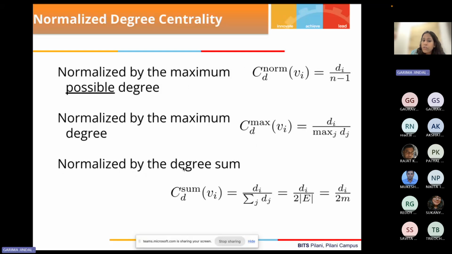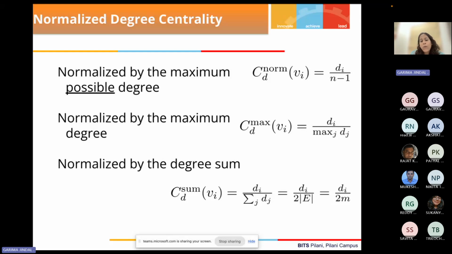There are other ways in which we can normalize the degree. Although this is the most commonly used formula, one alternative is to identify the actual maximum degree in the network and divide each degree by that maximum. The third way is to normalize by the degree sum: we calculate the sum of all the degrees and divide each degree by this. Actually, in the network, you need to normalize these degrees to values between 0 and 1.